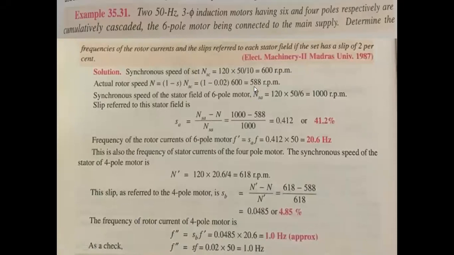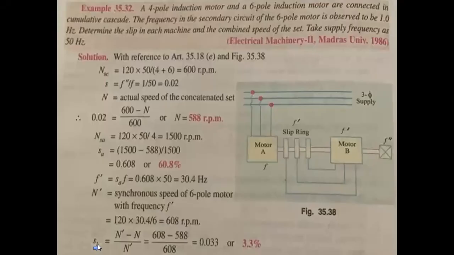Okay, so this is the first problem. Second one: a 4-pole induction motor and a 6-pole induction motor are connected in cumulative cascade. The frequency in the secondary circuit of the 6-pole is observed to be 1 Hz. Okay, so secondary circuit of 6-pole. 6-pole means B.